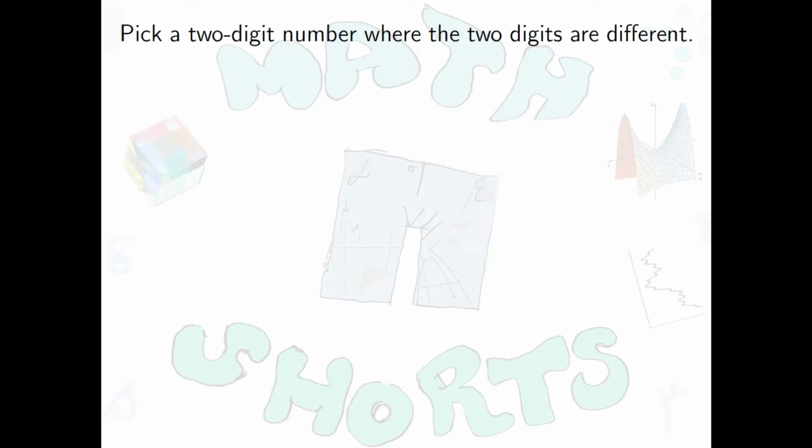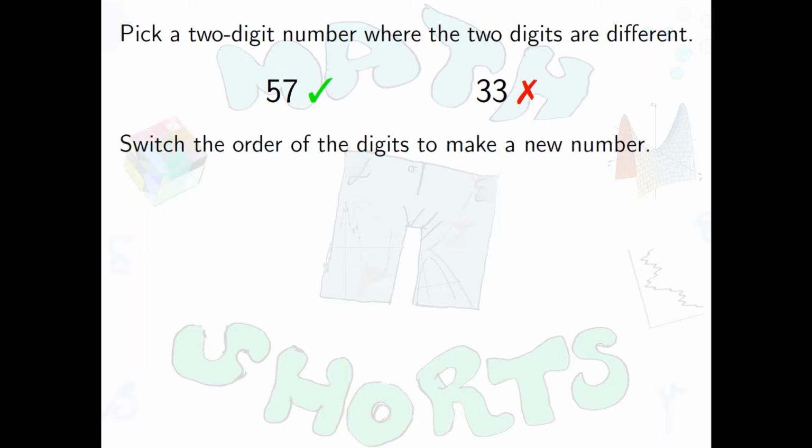Okay, here we go. I want you to pick a two-digit number where the two digits are different. So something like 57 is great, but something like 33 is not. Do you have your number? Okay, I want you to switch the order of the digits to make a new number. So if you had something like 94 was your number, you'd switch the digits and get 49.